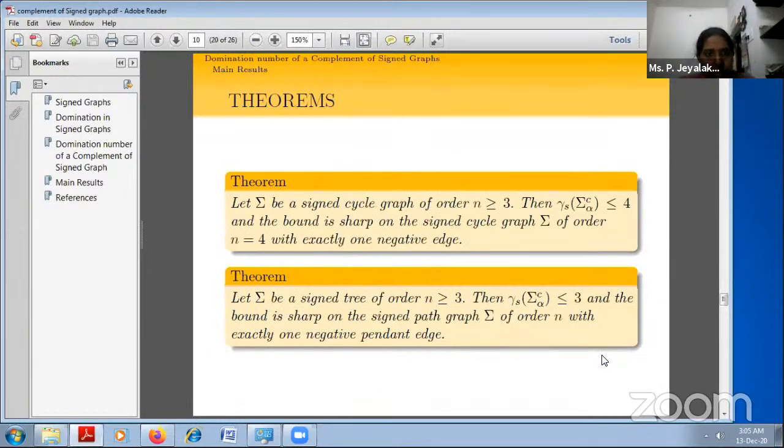Next theorem: let sigma be a signed cycle graph on n vertices. Then gamma_s of sigma alpha complement is less than or equal to 4, and the bound is sharp on the signed cycle graph with n equal to 4 with exactly 1 negative edge. Another theorem: let sigma be a signed tree on n vertices. Then gamma_s of sigma alpha complement is less than or equal to 3, and the bound is sharp on the signed path graph of order n with exactly 1 negative pendant edge.